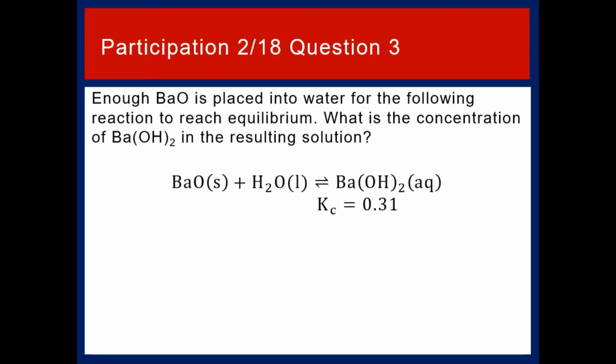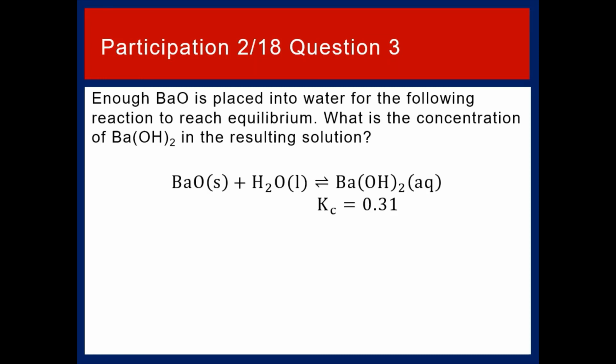Participation 218, question 3. Enough barium oxide, BaO, is placed into water for the following reaction to reach equilibrium. What is the concentration of barium hydroxide, Ba(OH)2, in the resulting solution? The relevant equilibrium is barium oxide plus liquid water gives barium hydroxide aqueous. Kc is 0.31 for this reaction. This is the third question on participation 218, due Friday, February 18th at 11:55 p.m. over on Blackboard. Link to the assignment is right below the links to these videos.